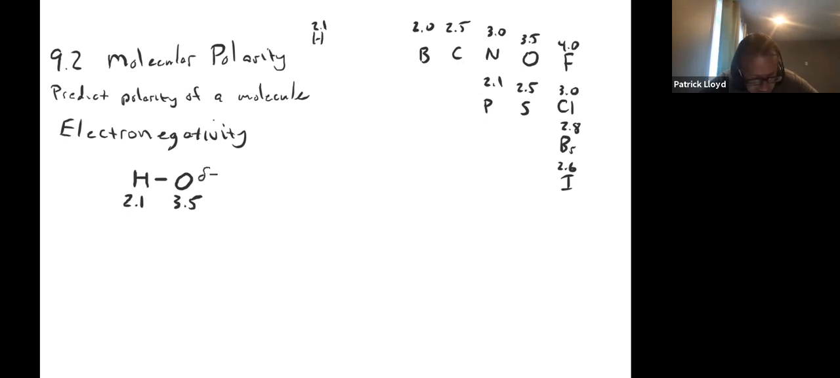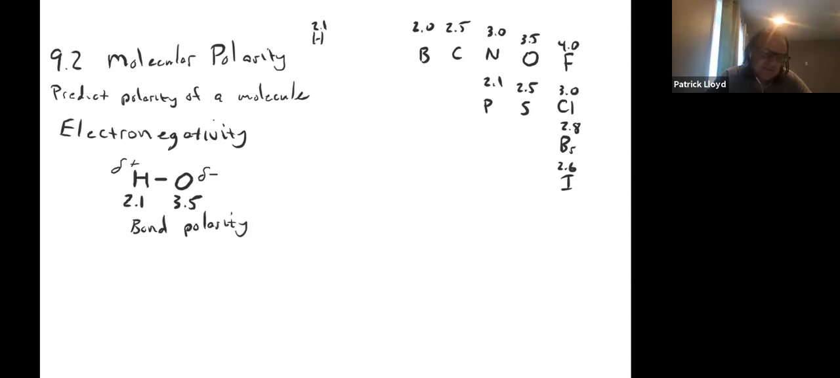So we would have a negative charge on the oxygen and a positive charge on the hydrogen, but it would be a small charge, not like -1, -2, or +1, +2, but like maybe -0.3 or -0.4. So we put that little delta sign there, okay? So we determined bond polarity, right? That's what we would call bond polarity.